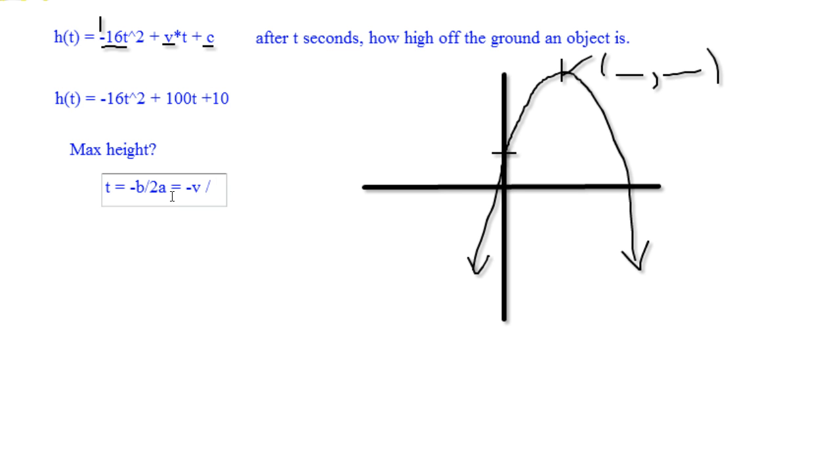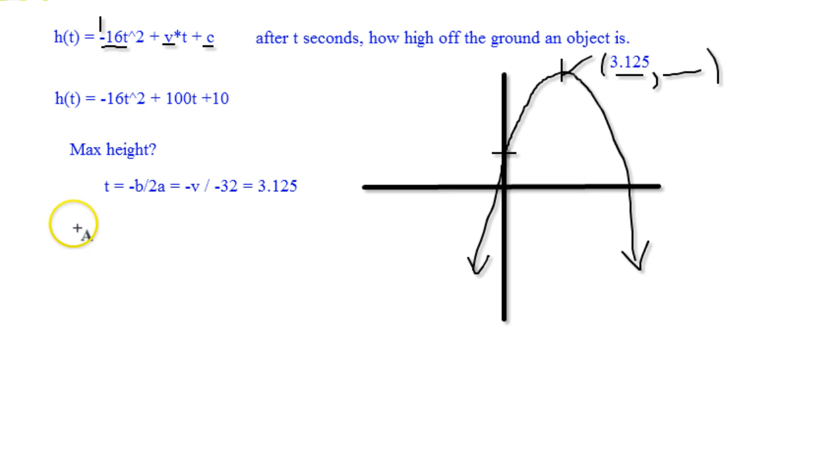times negative 16, so negative 32. So what I'm going to do is do 100 divided by 32. And if you're wondering why I'm dividing 100 by 32 instead of negative 100, that's because negative 100 divided by negative 32 is the same as 100 divided by 32. This is going to be 3.125. So that's how many seconds it took for this guy to reach that maximum height.